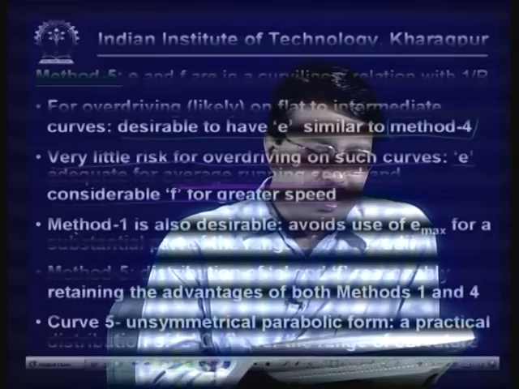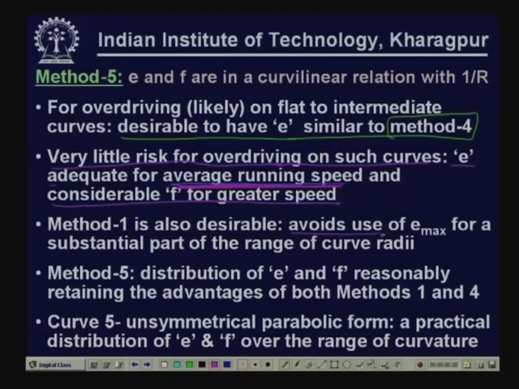Why? Let us see. Because method 1 avoids use of E max for a substantial part of the range of curve radius. It does not become E max so quickly. Therefore, method 5 actually takes advantage of both method 1 and method 4. Therefore, it suggests a distribution of E and F reasonably retaining the advantages of both methods 1 and 4. In method 5, we get an unsymmetrical parabolic form, which is a practical distribution of E and F over the range of curvature.